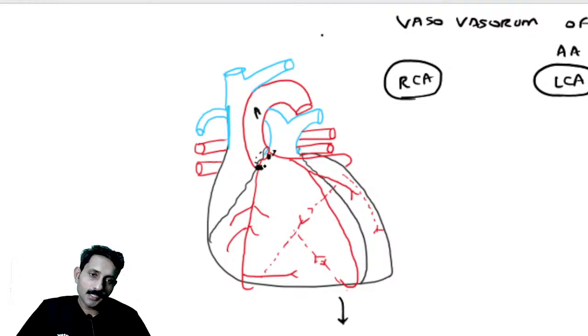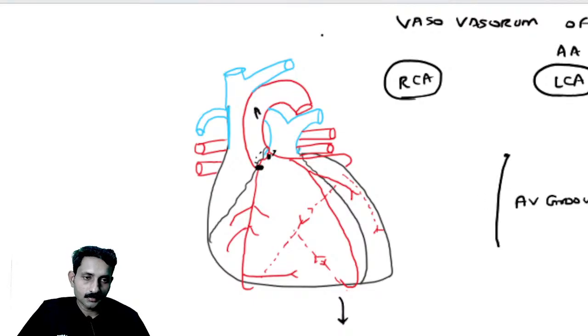Now, right coronary artery, what is the course? It will come like this. The right coronary artery will start here, and then it will directly come on a groove. This groove is called the AV groove. What is this AV groove? Between atrium and ventricle, if we have a groove, can we call it the atrioventricular groove? So in this groove, the right coronary artery will come.